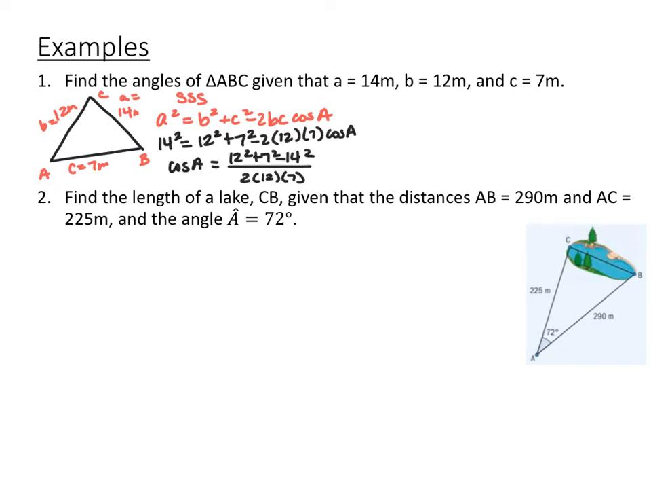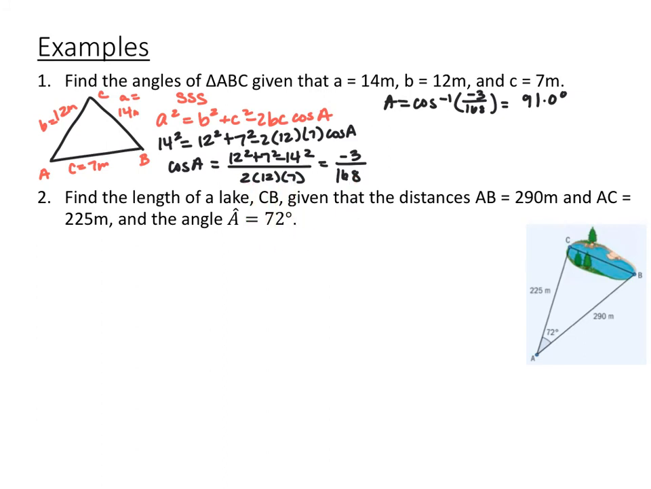I just plugged the information that I know into cosine. Side A is 14, side B is 12, side C is 7, again B and C, and I'm solving for angle A. So I solve this for cosine, and you end up with cosine of A is equal to 12 squared plus 7 squared minus 14 squared all over 2 times 12 times 7. Then I plugged this first part in my calculator and got -3, and this bottom part I got 168.